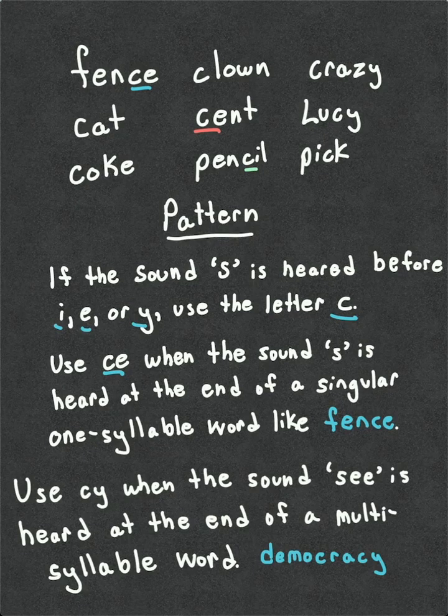What you should be hearing is if the sound S is heard before I, E, or Y, use the letter C. Use CE when the sound S is singular and heard at the end of a one-syllable word like fence. We're going to use CY when we hear the sound C at the end of a multi-syllable word such as democracy.